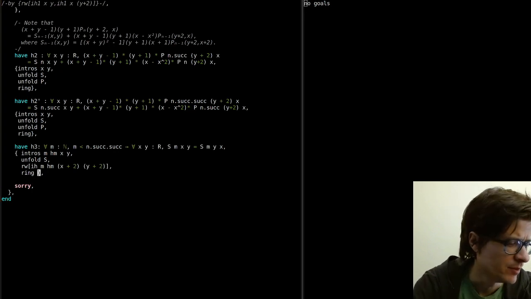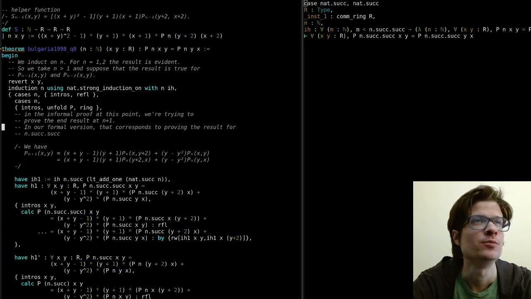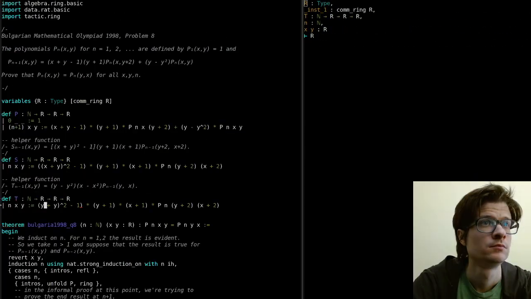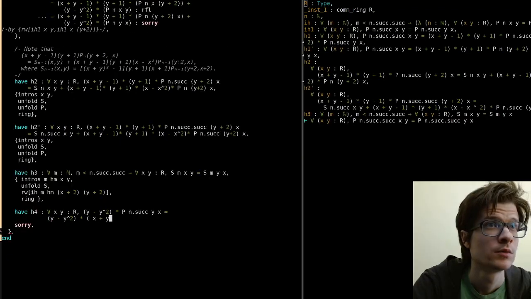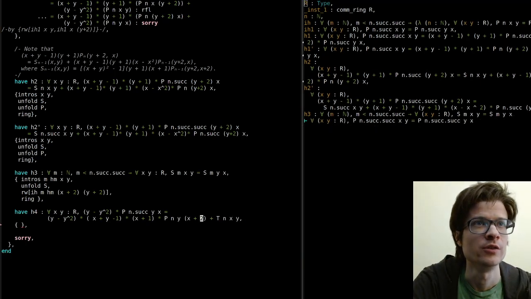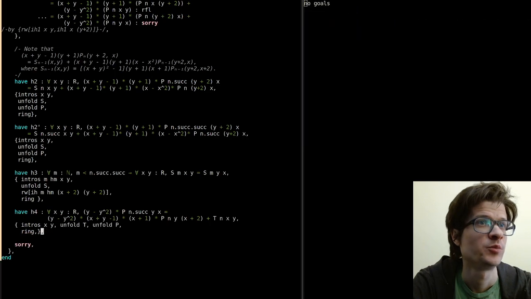Next step here, I'm being asked to define another helper function called t. Let's hope we don't have a typo this time. T minus 1 x, y. This should, again, just be sort of intros, unfold, and then ring. Ring. Bam! Just put it on one line there.